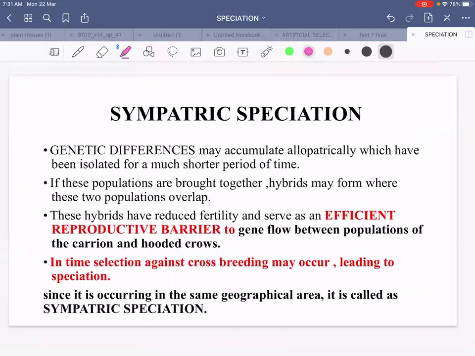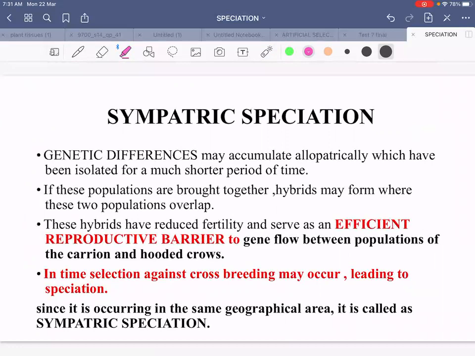Sympatric speciation. Sympatric speciation, sym का मतलब same, patria means land. So speciation occurring in a population within the same geographical area. Genetic differences may accumulate allopatrically, in populations which have been isolated for a much shorter period of time. If these populations were brought together, hybrids may form where these two populations overlap. Acha. These hybrids have reduced fertility and serve as an efficient reproductive barrier to gene flow between populations of carrion and hooded crows. In time, selection pressure against the crossbreeding may occur, leading to speciation. Since it is occurring in the same geographical area, it is known as sympatric speciation.